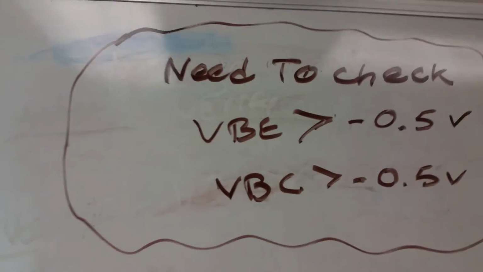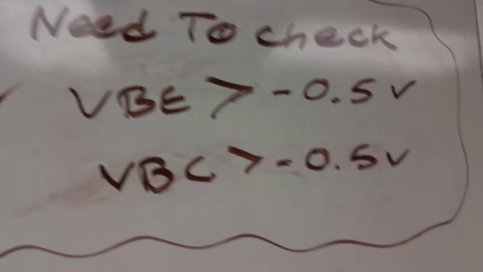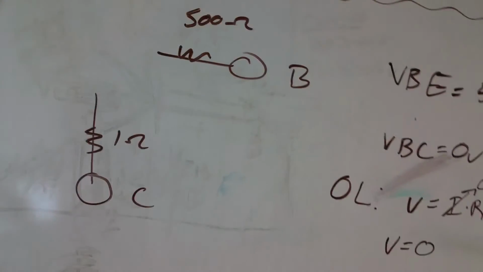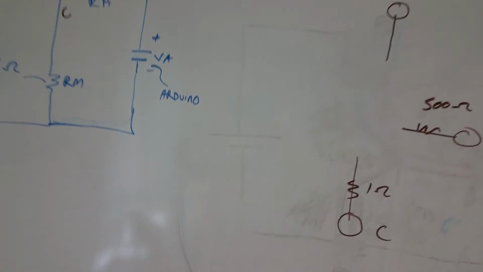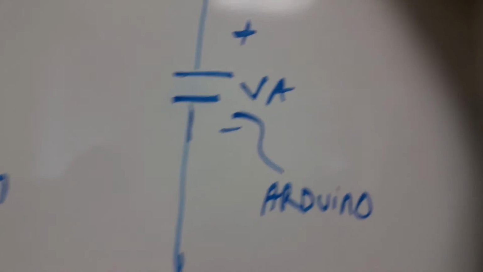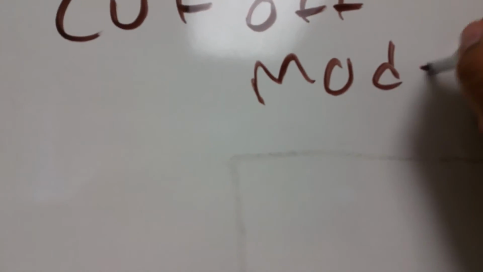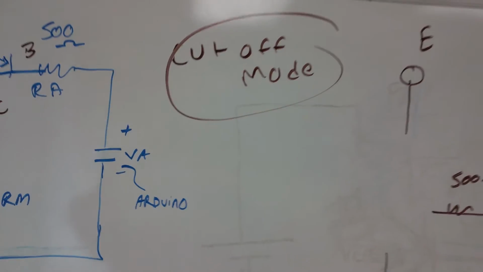we can go back here and check. VBE is 5 volts, which is greater than -5 volts, check. And VBC is 0 volts, which is greater than -5 volts, check. So right now we have just proven in those 2 simple steps that this PNP transistor is in cutoff mode. So I'm going to put that up here, cutoff mode. And we're done. Sometimes it's just as easy as that.